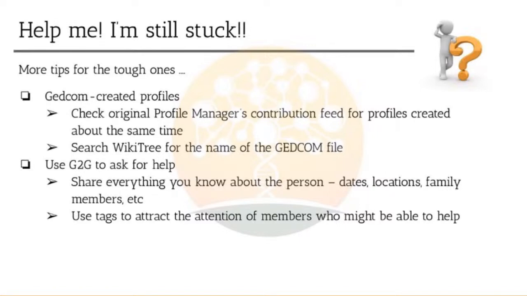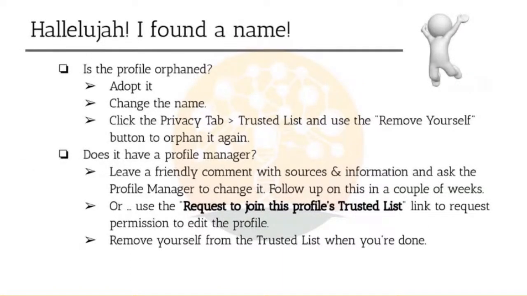And you also want to use G2G, our wonderful collaborative forum, to ask for help. Put a post up there that tells everything you know and say, what else can you help me find about this person? Share what you know about that person, and see if somebody else says, oh, I've been looking for that person. I know more about that. And use different tags to attract the attention of members. And some of the G2G pilots will help you if they have ideas of different tags and ways you might do that. We are a wonderful collaborative community.